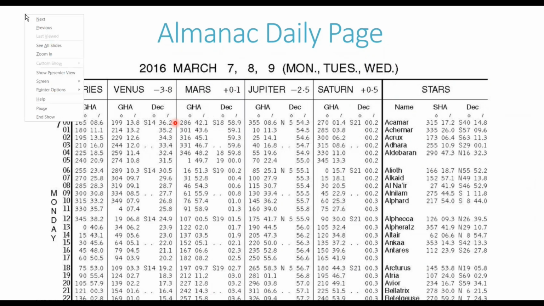Excuse me, sir. Go ahead, beta. Tell me your doubt. Sir, this -3.8 written next to Venus, is it the stellar magnitude of Venus for that day? That's right, beta. It is the stellar magnitude of Venus.